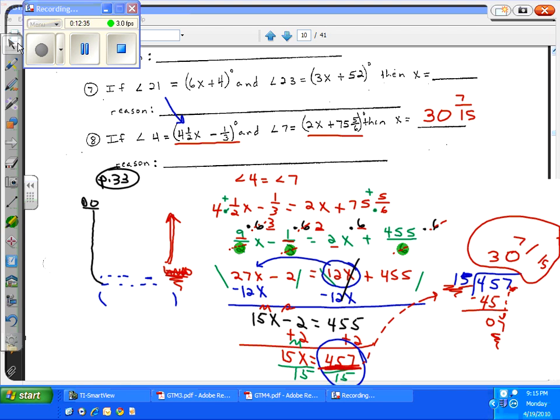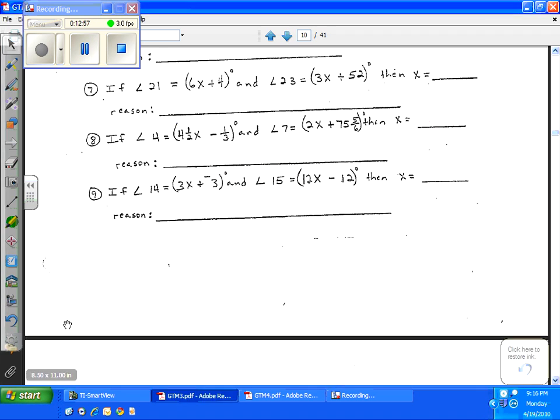And our reason for saying this was vertical angles are equal. Okay? Any questions on that? So that's a good exercise in Algebra 1 solving equations.